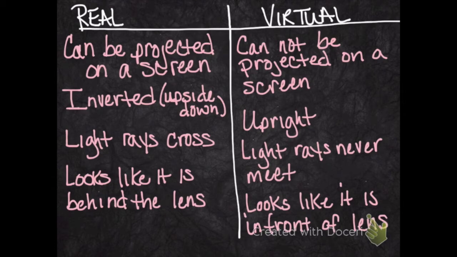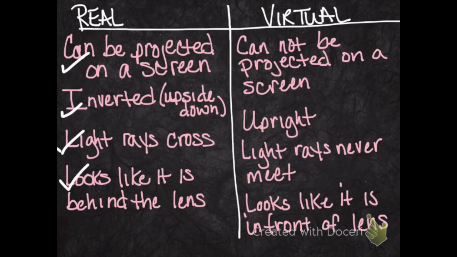Images can be two various things. We can look at real images or we can look at virtual images based on the type of reflection that is happening. So a real image can be projected on a screen. It can be inverted, or in other words, upside down. When you're looking at a real image, the light rays actually do cross each other. And it looks like it's behind the lens.